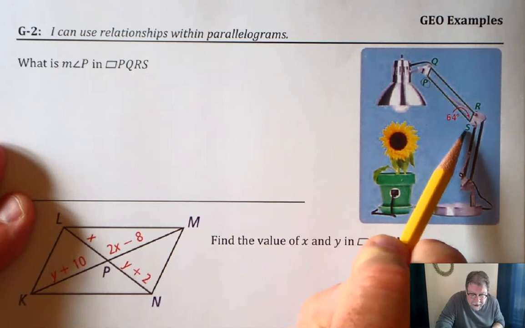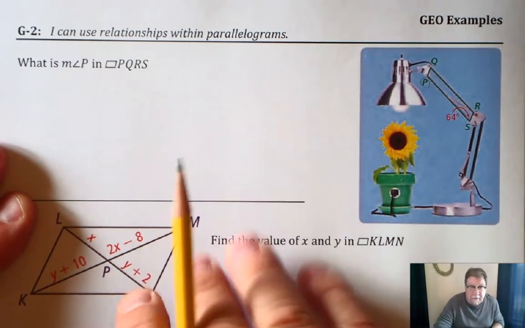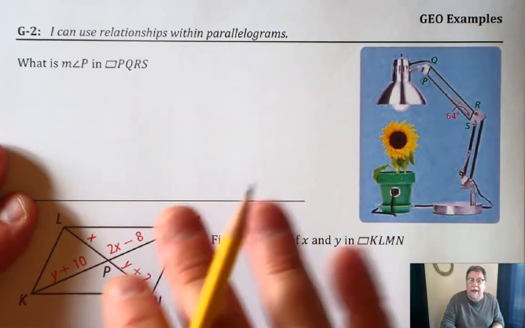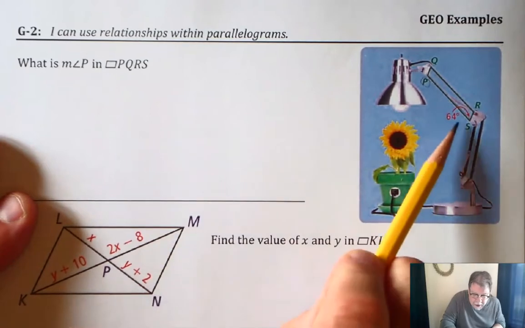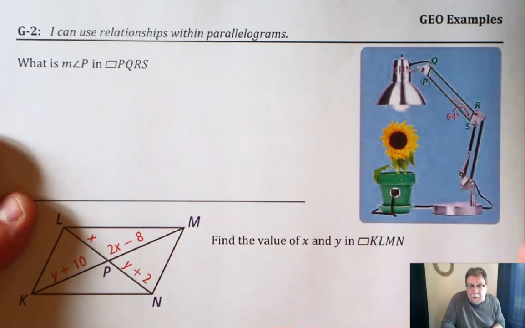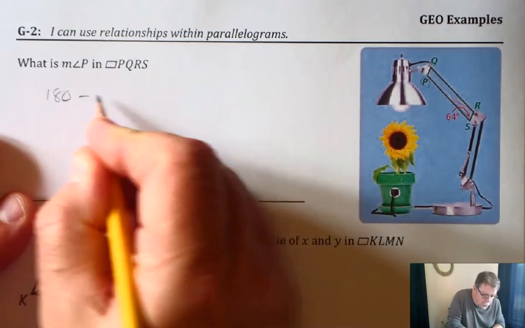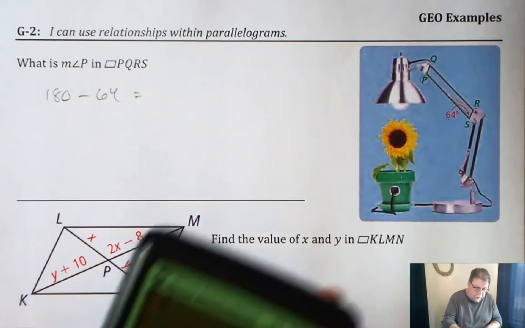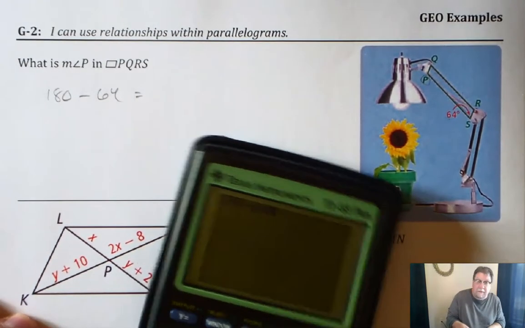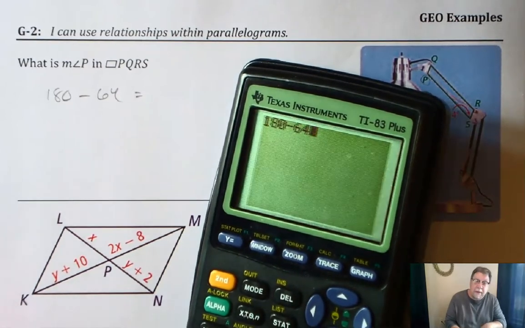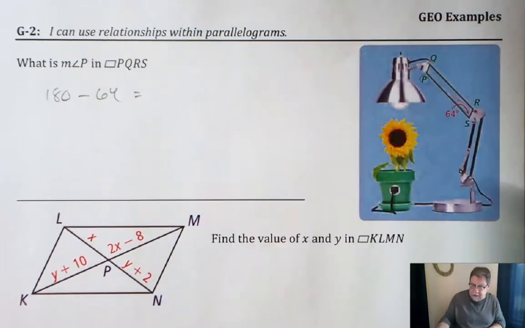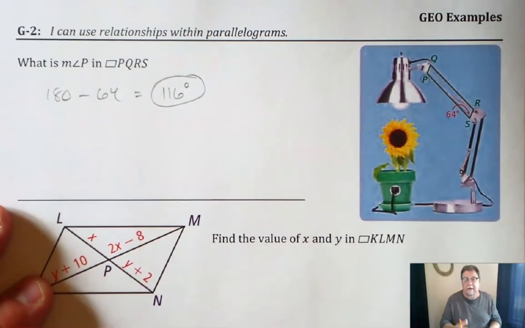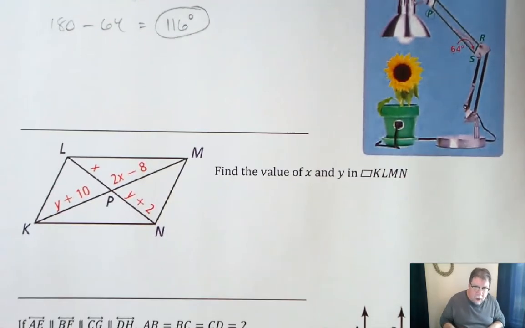And you'll notice that S and P are both consecutive. They're next to each other. So therefore, according to the properties of parallelograms, they are supplementary to each other. So that means that 64 and angle P add up to 180 degrees. So we simply need to take 180 minus 64, and that will do it for us. So I'll get my calculator here. I'll do 180 minus 64, and that answer turns out to be 116 degrees. So therefore, the measure of angle P is 116 degrees. Simple as that. Our next one's not quite as easy.